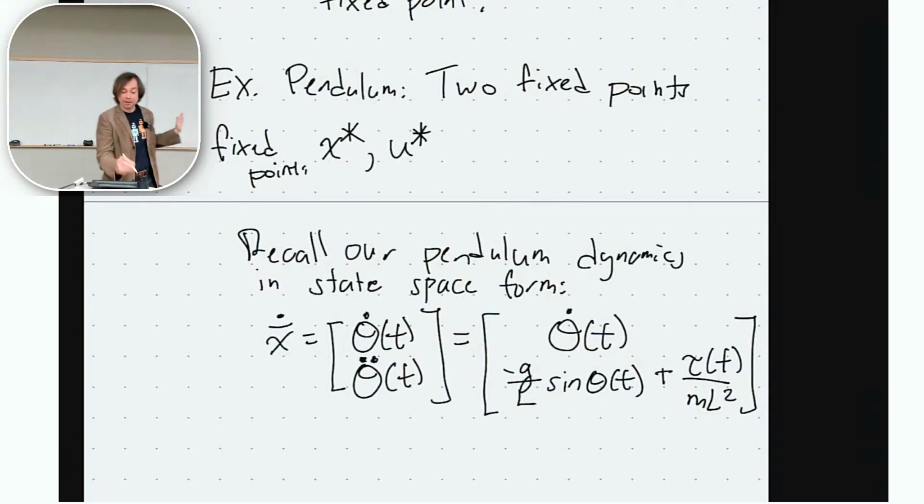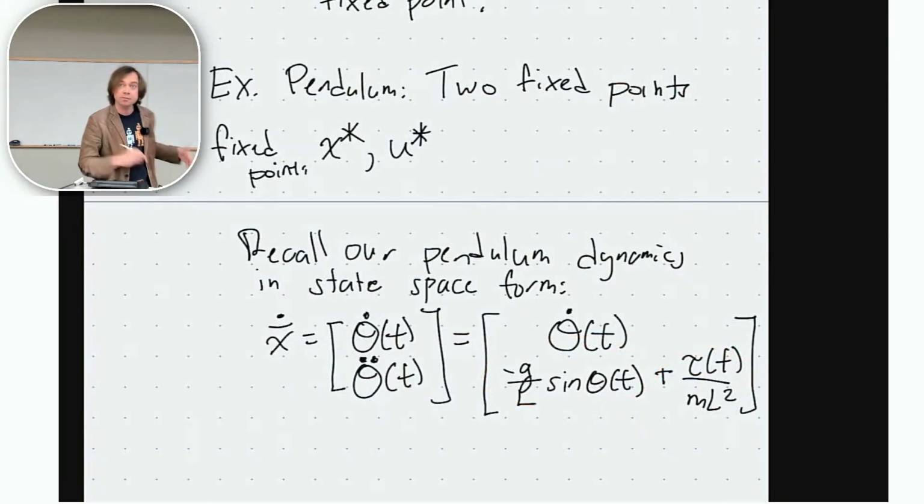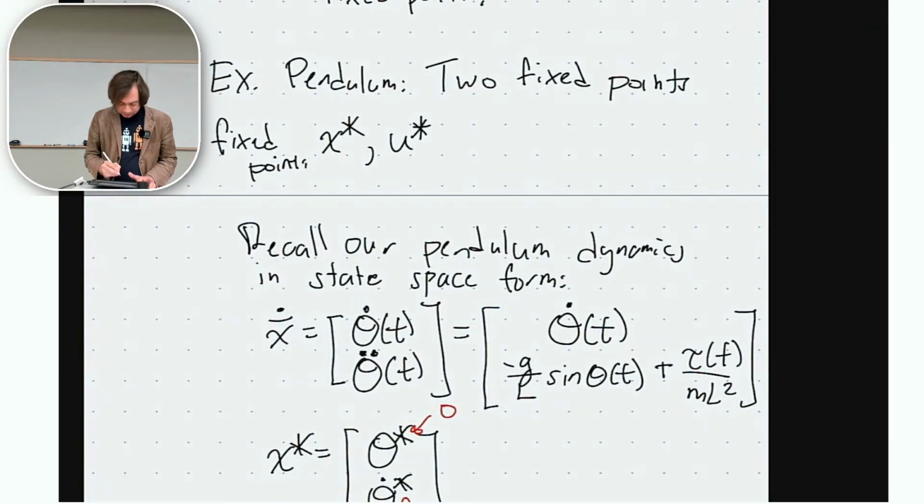This is just saying minus g over L sine theta for a pendulum, plus a torque that's attached, and that ml squared is the moment of inertia. You can derive it in all sorts of ways. Okay, so now if we assume that x star, which is our 2 states at our fixed point, call it theta star and theta dot star, where this one is 0, this one is 0, and our control input u star, that's our torque star, we say that that's equal to 0.